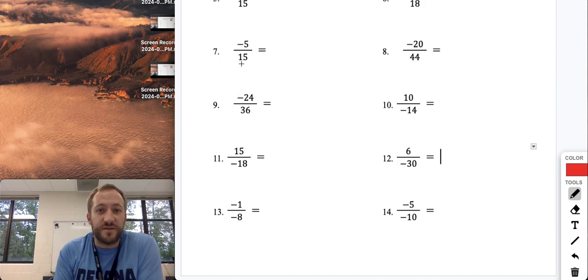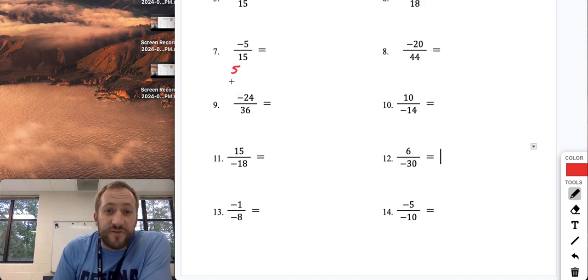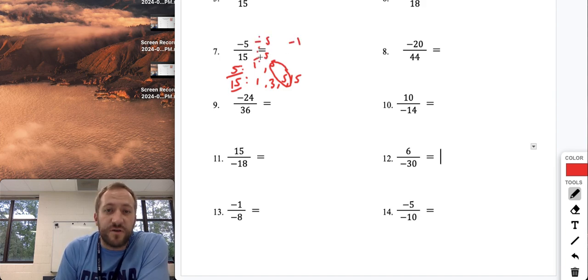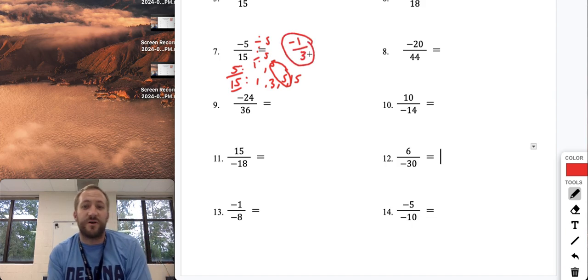Let's look at number 7. So number 7 says negative 5 over 15. Now, 5 and 15, let me write out the factors. 5, I got 1 and 5. 15, I got 1 and 15, 3 and 5. Greatest common factor is 5. So let me divide them both by 5. Negative 5 divided by 5 is negative 1. 15 divided by 5 is 3. So I got negative 1/3.